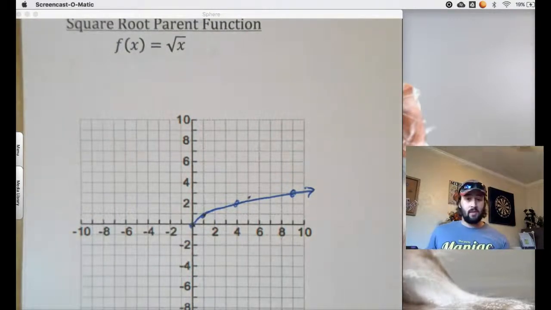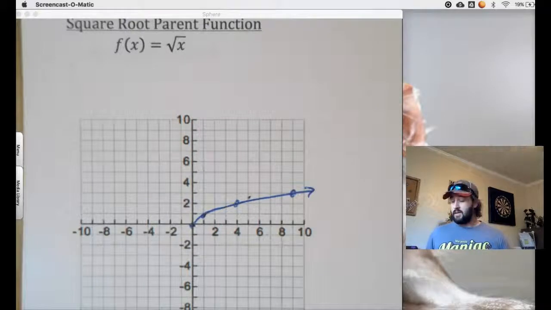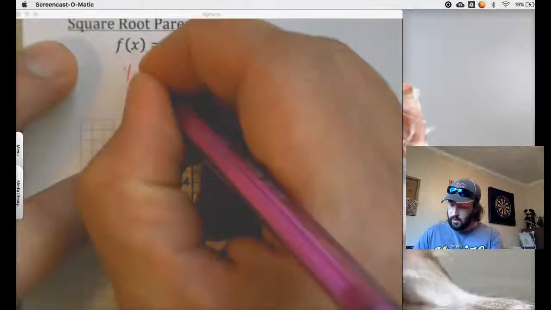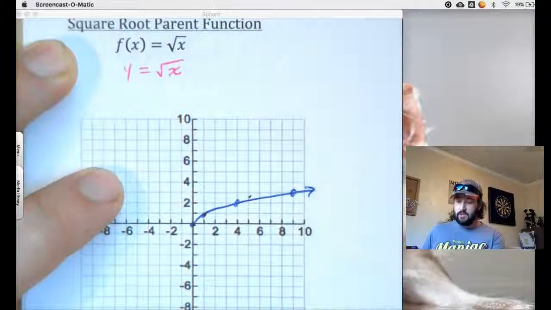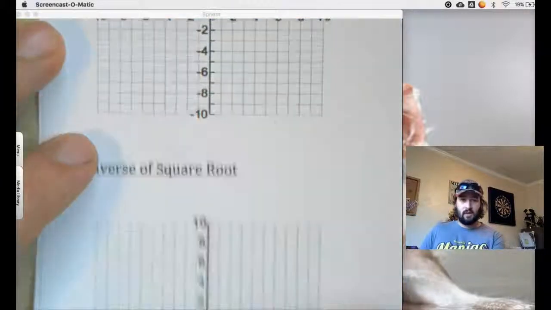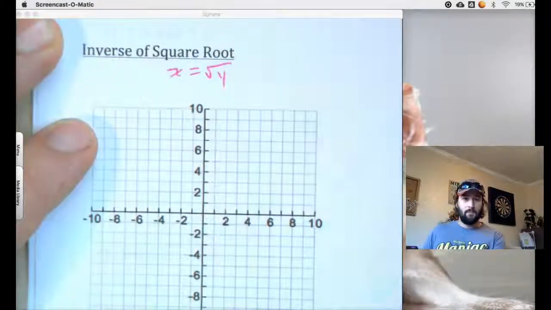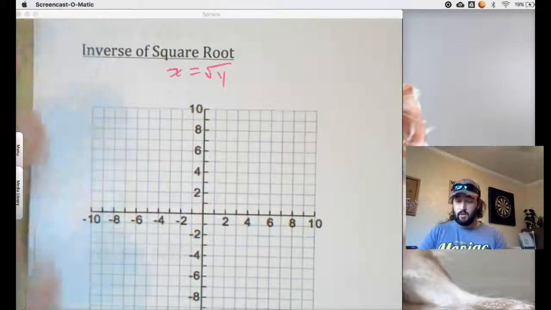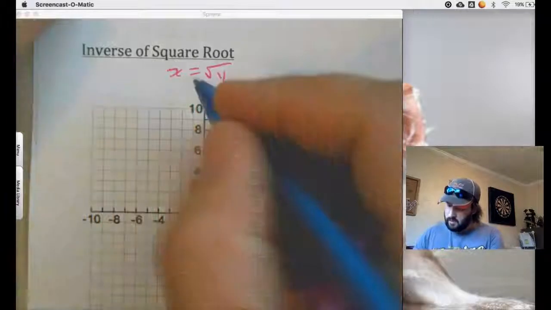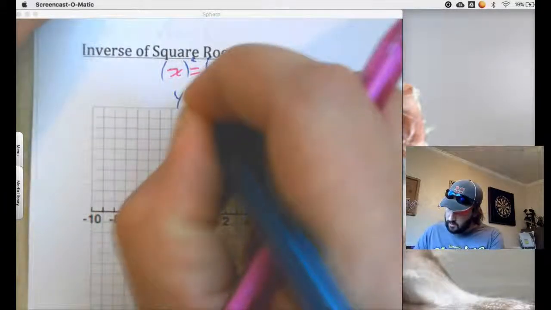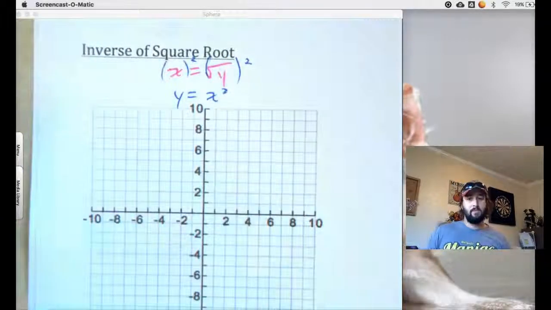Now, the other thing that they're going to start bringing up is the inverse of this. Remember, the inverse means that we switch the x and y exactly where they are. So don't forget that this is y equals the square root of x. If I switch the x and y, I would have x equals the square root of y. To get y by itself, I would square both sides, so that y equals x squared. Well, that's just a parabola.